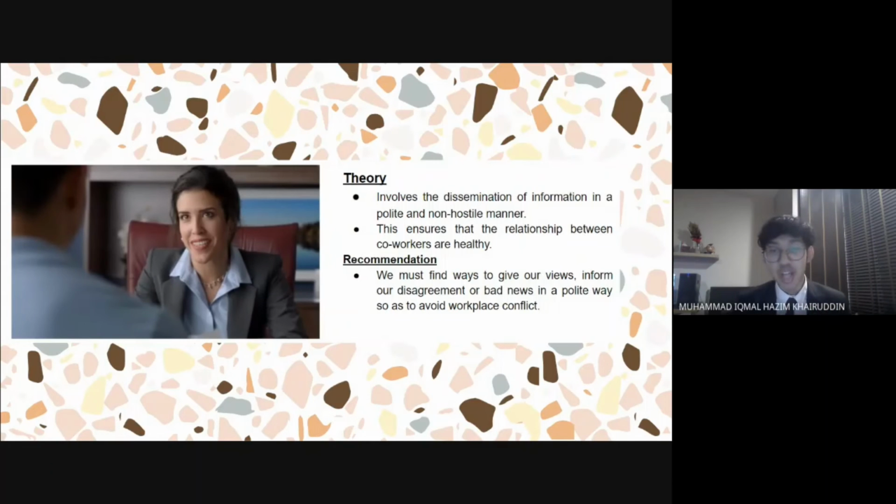A recommendation that I can make is that we all must find ways to give our views, in the form of disagreements or bad news, in a polite way so as to avoid workplace conflict. The reason why we want to avoid that is because workplace conflict can negatively affect our work and the quality of our work. By having cooperative communication, we can increase productivity and make sure that workplace relationships are healthy.